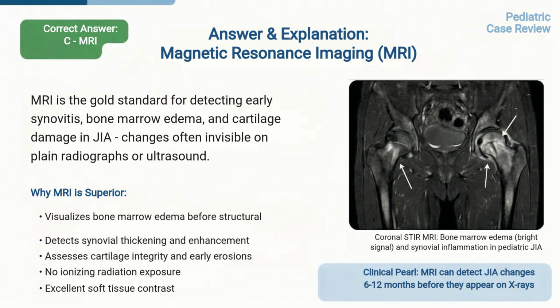A key clinical pearl, magnetic resonance imaging can detect juvenile idiopathic arthritis changes 6 to 12 months before they appear on plain X-rays. The coronal short tau inversion recovery sequence shown confirms bone marrow edema as bright signal and synovial inflammation in the hip joint, findings that would be completely missed on the normal plain radiograph obtained earlier.